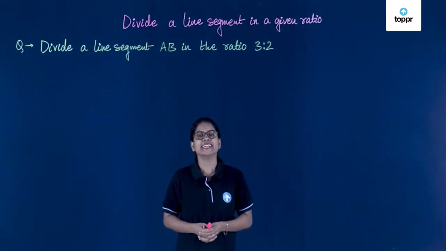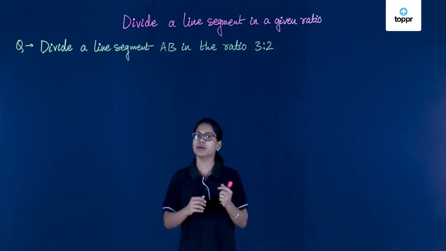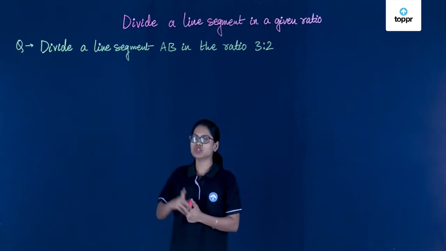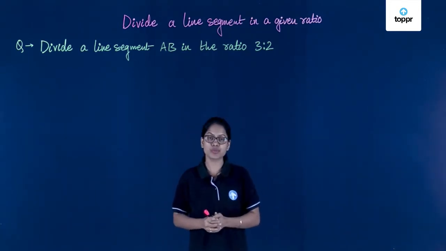Hello students, in today's class we are going to learn how to divide a given line segment in a given ratio. So let's start with this question here. Divide a line segment AB in the ratio 3:2.